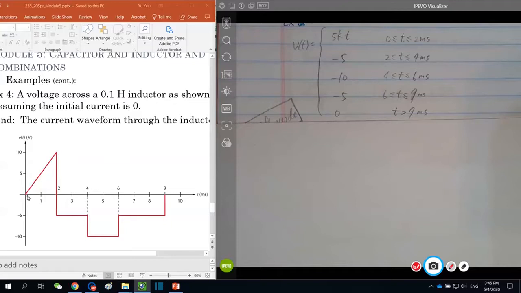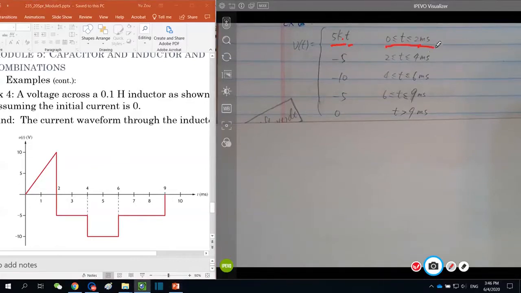So here, obviously, the first time division is from 0 to 2 milliseconds. Second is 2 to 4, and then 4 to 6, 6 to 9, and after 9 is 0. From 0 to 2 milliseconds, this straight line starts from the 0 value and ends at 10 volts after 2 milliseconds, ending up with 5 kilo times t. This is 5 kilo rather than 5. Be very careful since we are using 10 divided by 2 milli.